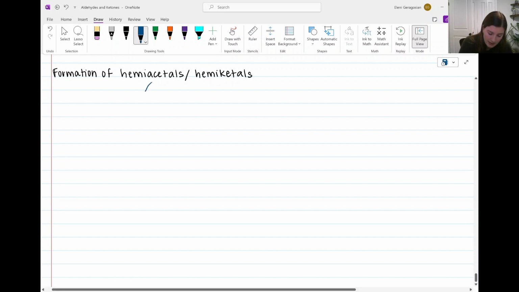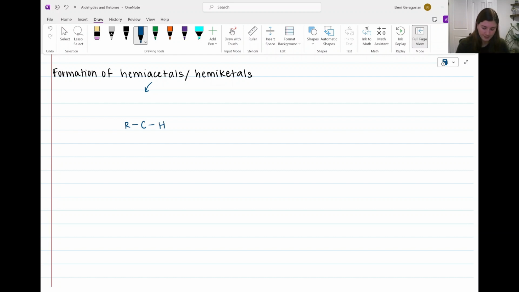So hemiacetals are molecules where we have a carbon, we have an R group, a hydrogen, an alcohol, and then an alkoxy group. So an oxygen bonded to another carbon chain.